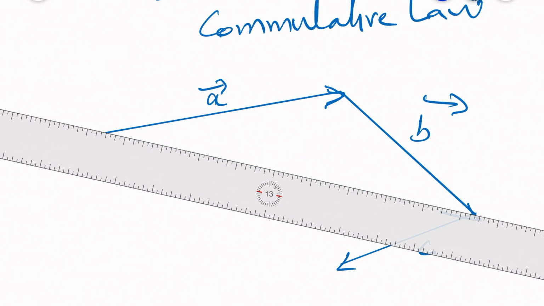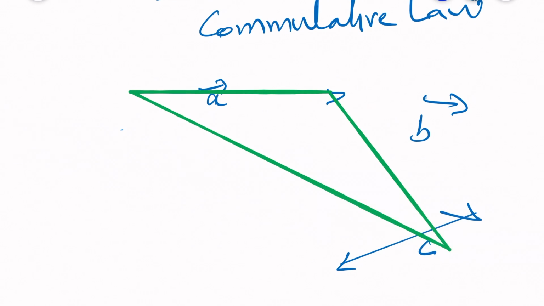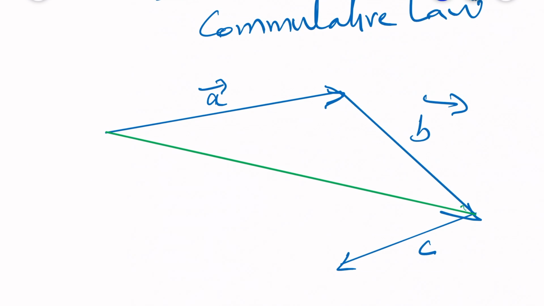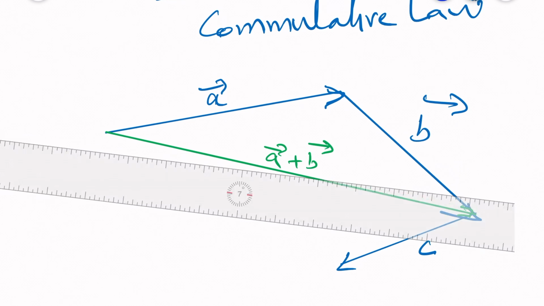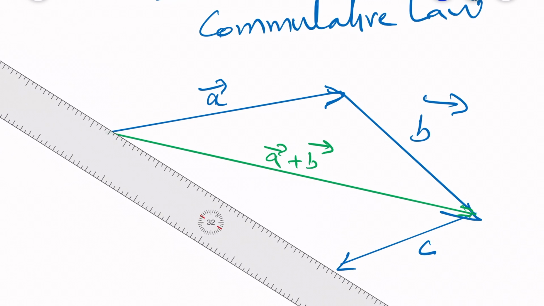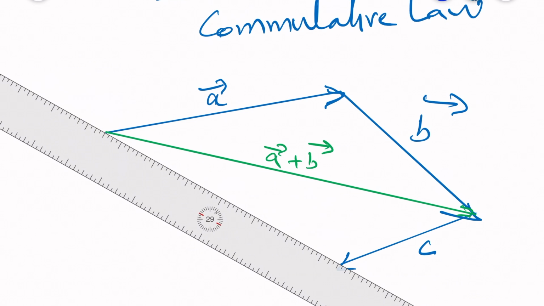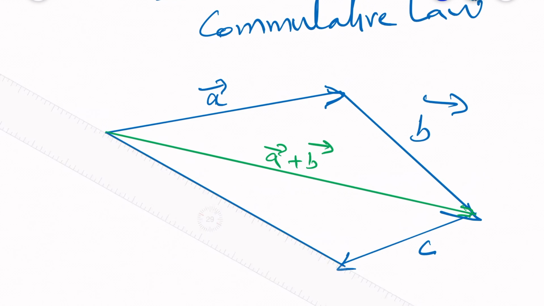Let's do it in another color. Let's take green. So this is A plus B. Now we want to add A plus B to C. See, they are head to tail again, A plus B and C. So this vector will become here, and let's say we add them. So this becomes A plus B plus C.